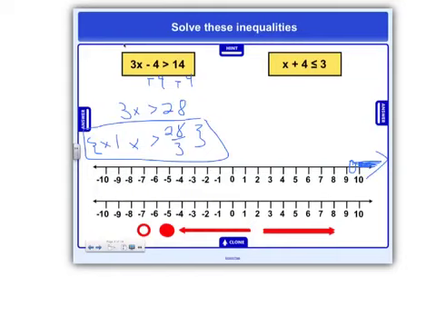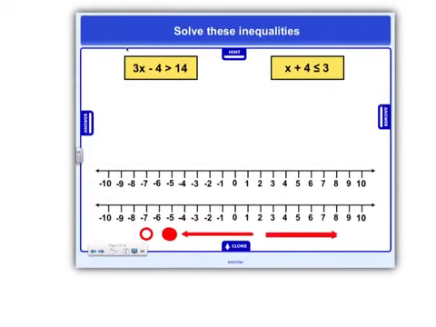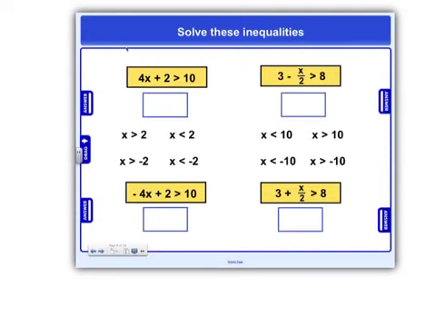Okay? For the second one, you're going to get x is less than or equal to negative 1, which means that here's negative 1. It's a closed circle because it's less than or equal to, and it's all things to the left. So hopefully that makes sense. And giving these 4 a try, this one you're going to go ahead and get 4x is greater than 8, which means that x is greater than 2.